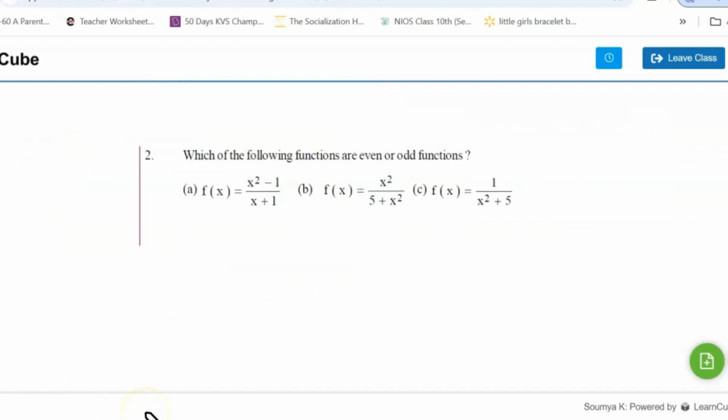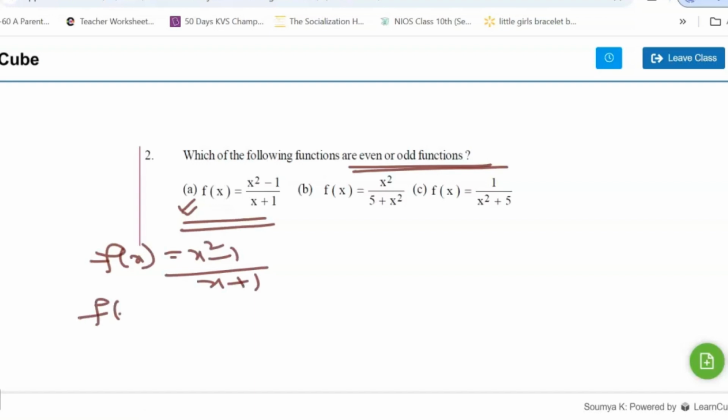Let's solve the second question's first part. What is the question? Find out the functions which are odd or even. So which of them is even and which of them is odd, you have to find out. Let's take the first example, f of x equals x square minus 1 by x plus 1. For an even function, f of x and f of minus x should be the same. We have done this in the previous question, so refer there.